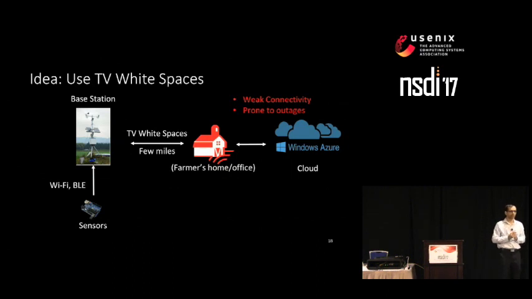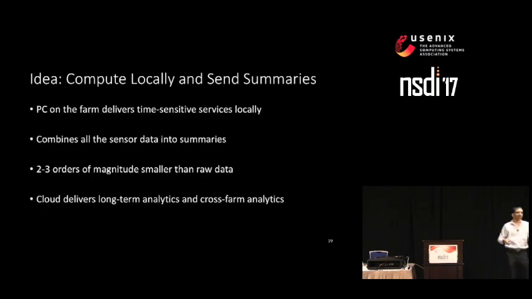So what can we do? Well, our idea is to split the computation between the cloud and the local PC that sits on the farm. The PC can deliver all the time-sensitive applications locally and create summaries for the cloud. So I'll tell you in a bit what these summaries are, but they are 2 to 3 orders of magnitude smaller than raw data. Since the PC is providing these local services, even if a weather outage happens, it does not affect the farmer. And since these summaries are smaller, you can use this weak connection to ship them to the cloud whenever you want. And this cloud delivers long-term analytics and cross-farm analytics applications that cannot be delivered on-farm, but that are also not time-sensitive.